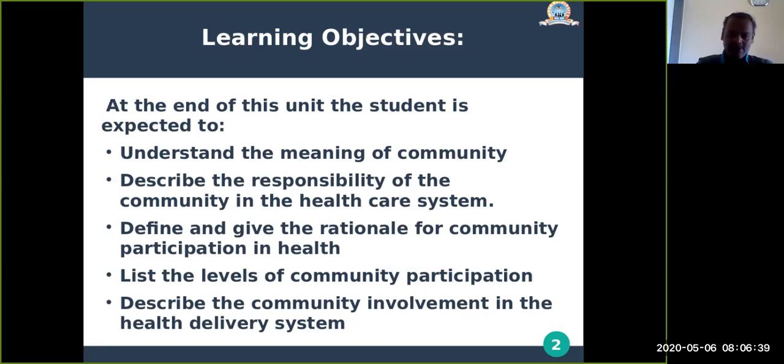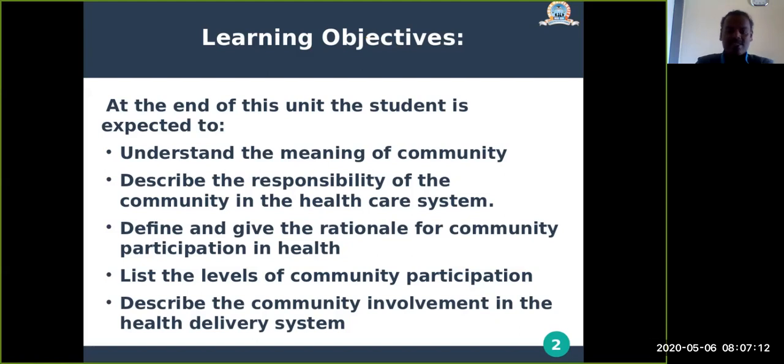Then you should be able to define and give rationale for community participation in health, because you need to take these things to heart. It is a phenomenon set by the Alma-Ata declaration, but as a clinician, you should understand the importance of community participation. You should take it from your heart. So you need to define and give rationale for community participation in health.